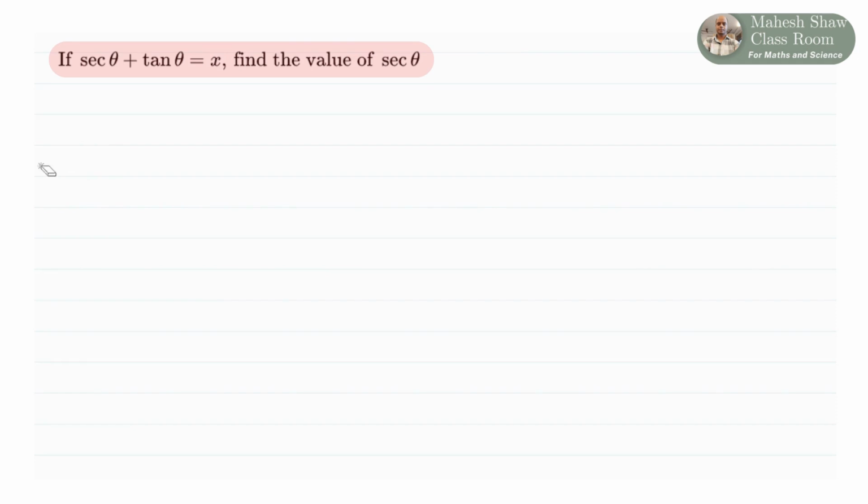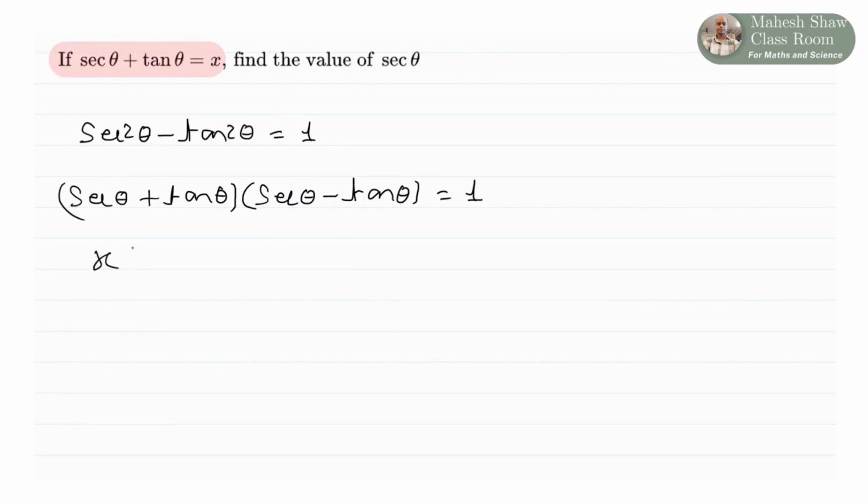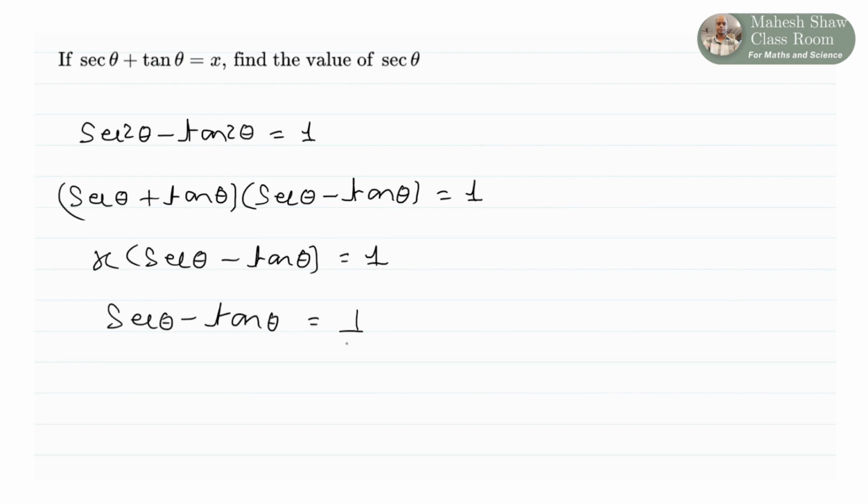If secant theta plus tan theta equals x, find the value of secant theta. We know that secant square minus tan square theta equals 1. Now applying the identity, we can write as (secant theta plus tan theta) multiplied by (secant theta minus tan theta), and that is equal to 1. Now substituting secant plus tan as x, we get x times (secant minus tan theta), which is equal to 1. Now transposing x to the other side, we get secant theta minus tan theta as 1 over x.